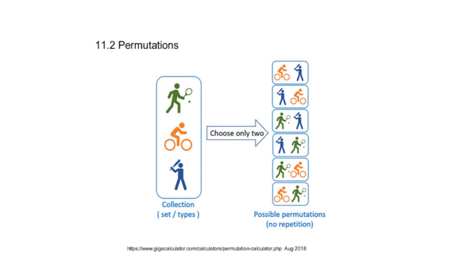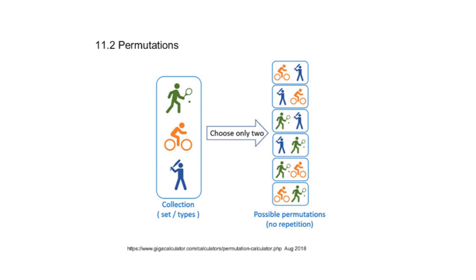This is 11.2 permutations. Let's take a look at this graphic. Let's say that you are going to choose from these three different activities: playing tennis, riding a bicycle, or hitting a baseball. But you're only allowed to choose two of these activities to do.